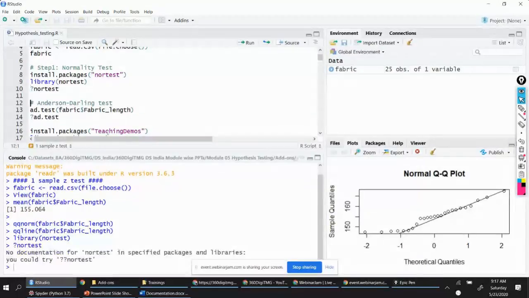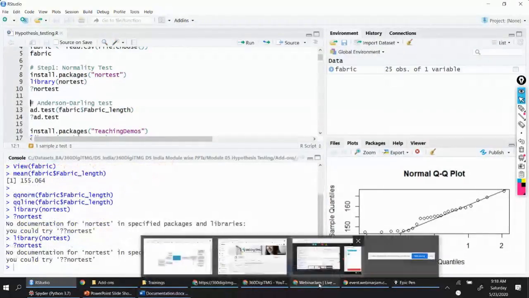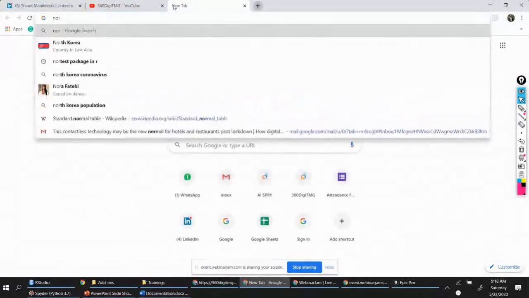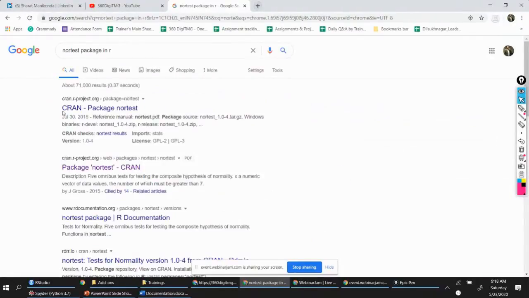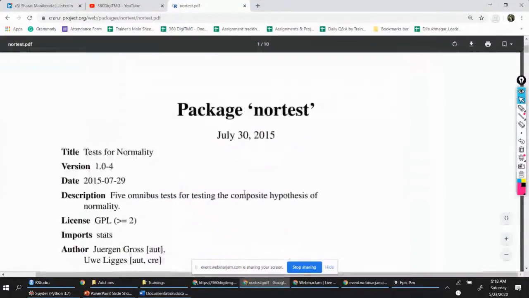Now, what does this normality test do? Okay, I don't have this package documentation ready. My system has a challenge, so it will not give me the details of a few of the packages. So I'll check in Google. You can try with question mark. If it doesn't come, then you can come here. Package nortest is basically used for testing for normality.